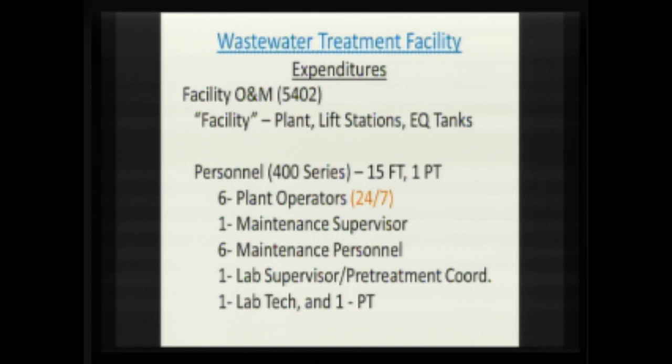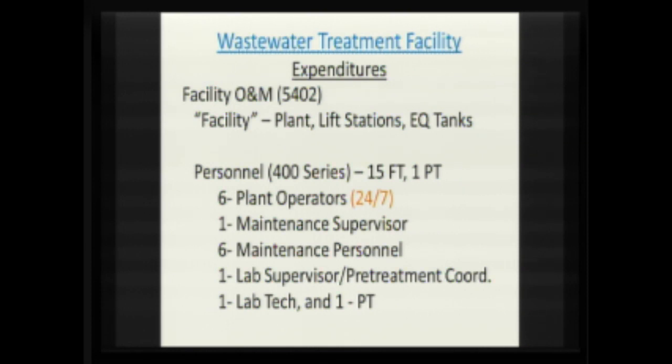We have 15 full-time persons at the wastewater plant, and we have 1 part-time person. We have 6 plant operators. We're a 24-hour, 7-day-a-week operation. We have 1 maintenance supervisor. We have 6 maintenance personnel, 2 of them what we refer to as our MOMs, our maintenance and operations mechanics. We have 2 wastewater treatment facility maintenance mechanics, and we have 2 electricians.